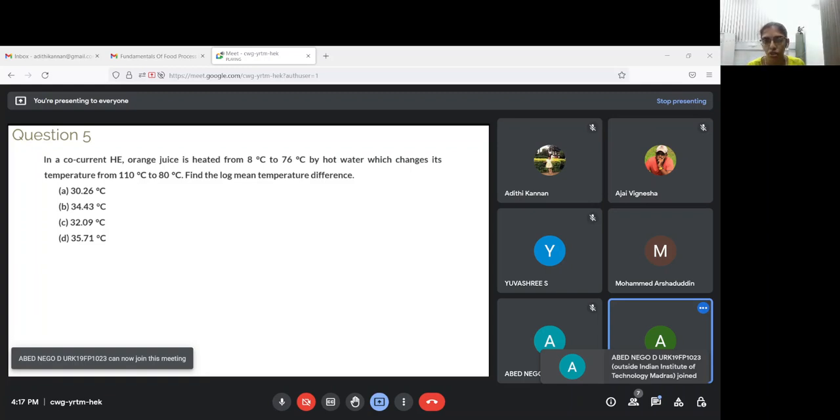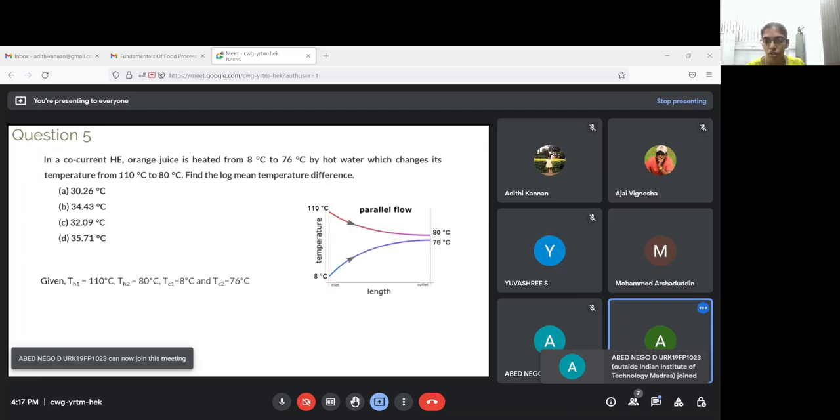So again, you can draw a temperature profile. For a parallel flow, both your fluids will enter from the same direction. So the hot fluid is entering at 110 degrees Celsius and reducing to 80 degrees Celsius. Your cold fluid is entering in the same direction from 8 degrees Celsius, and its temperature is rising to 76 degrees Celsius. So what are theta 1 and theta 2 in this case?